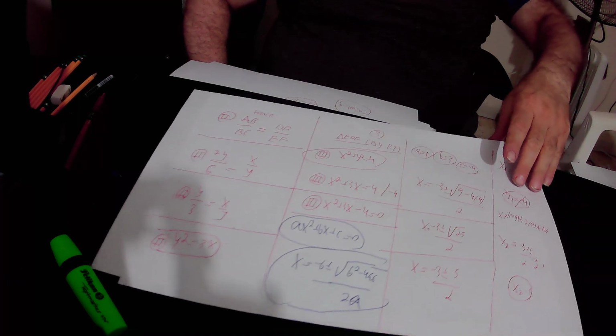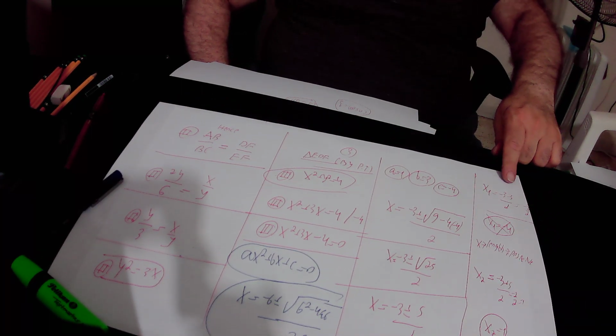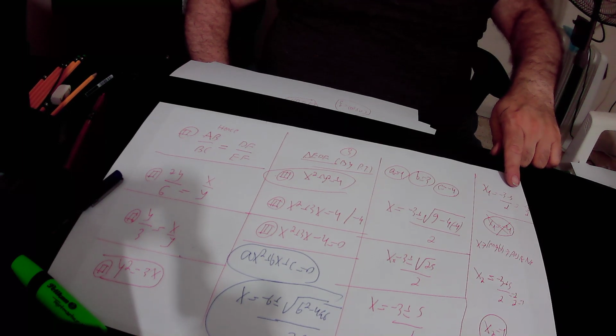So here we have two possible solutions for X. The first solution for X is X1 equals minus 3 minus 5 over 2. Minus 3 minus 5 is minus 8.